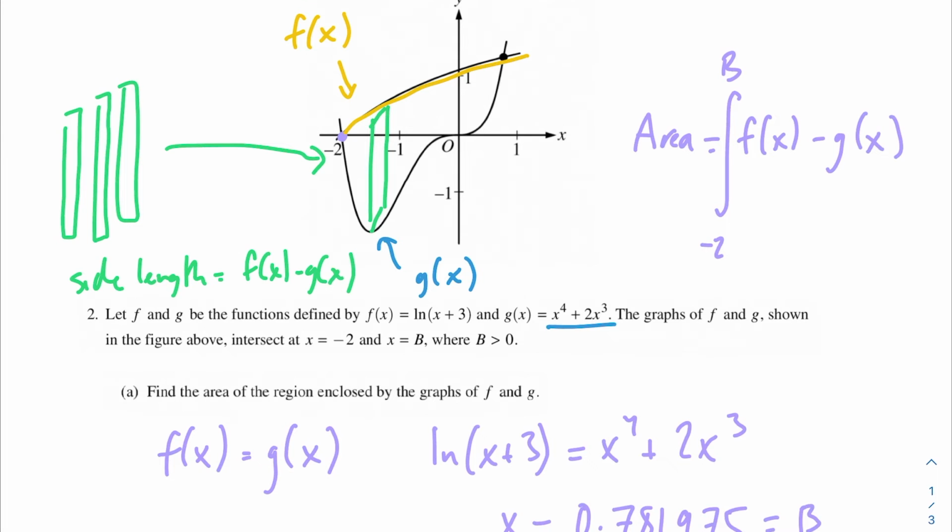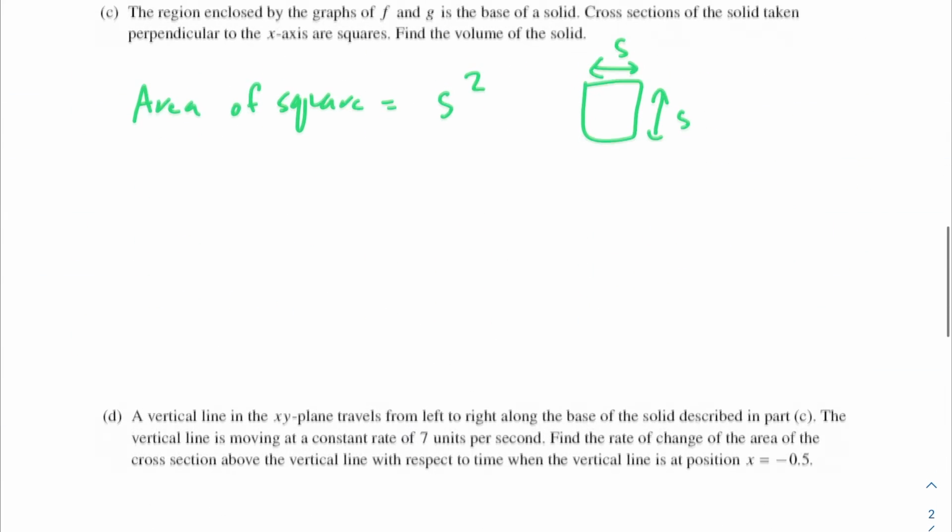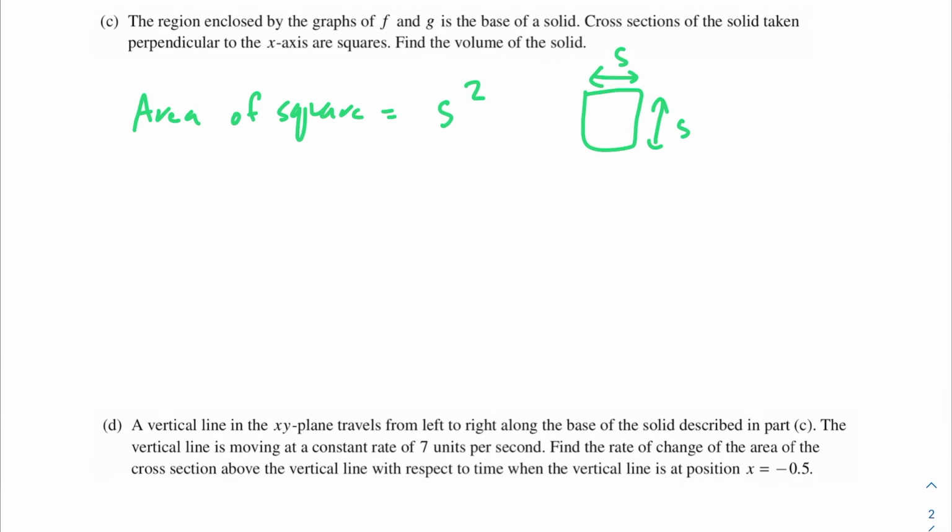g of x. So if you're imagining this square like this, you can imagine that one side length of the square is between these two graphs. So if we wanted to find the area of that square, it would just be f of x minus g of x squared. So the area of our square would be f of x minus g of x, and then all of that squared. So that's our area.